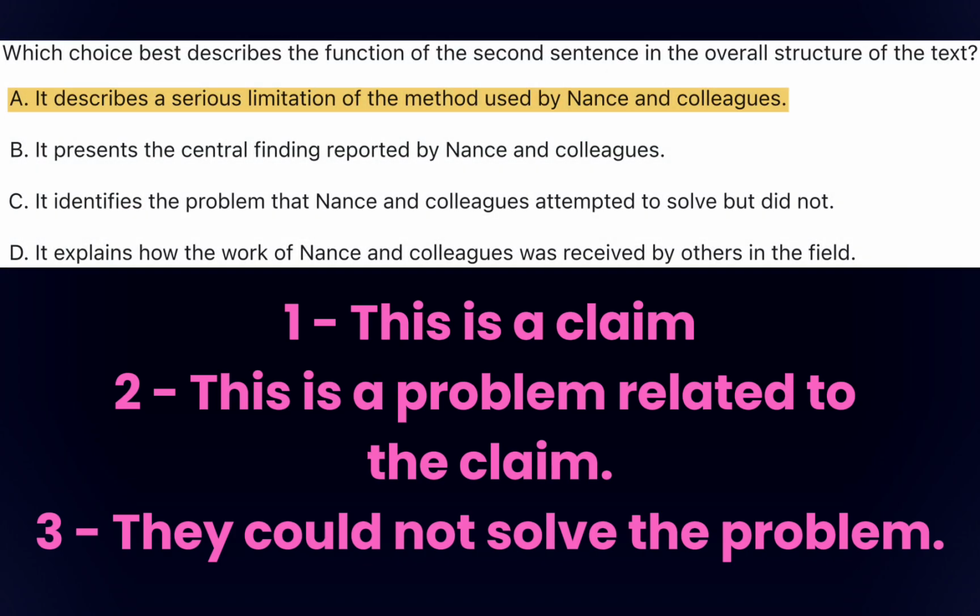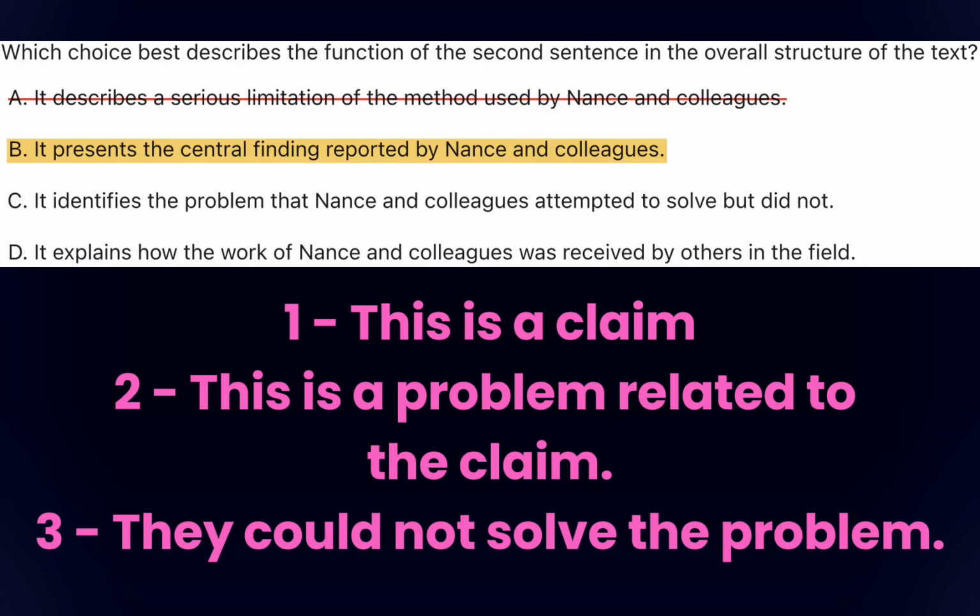Choice A. It describes a serious limitation of the method used by Nance and colleagues. This choice doesn't say that there is a problem that could be solved. It says that the method that these people used was limited. Choice B. It presents the central finding reported by Nance and colleagues. Nance and colleagues didn't find anything, and in the underlined sentence it says that there is a problem, which is not stated in choice B.